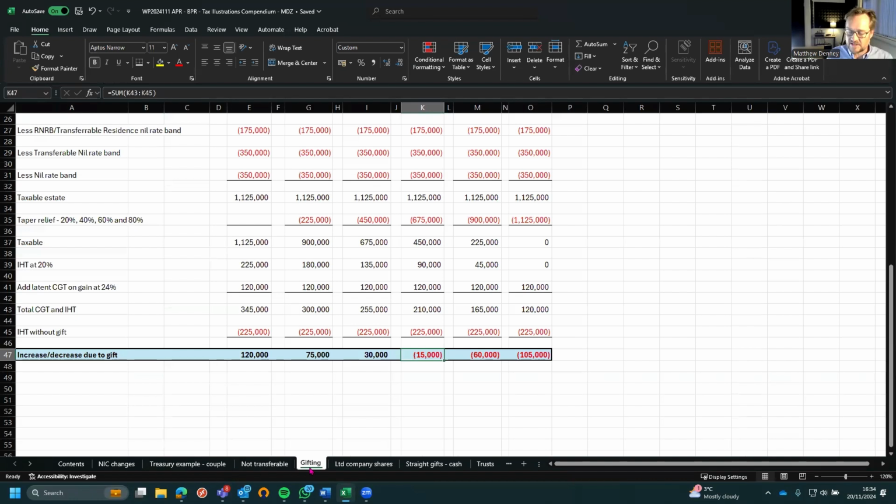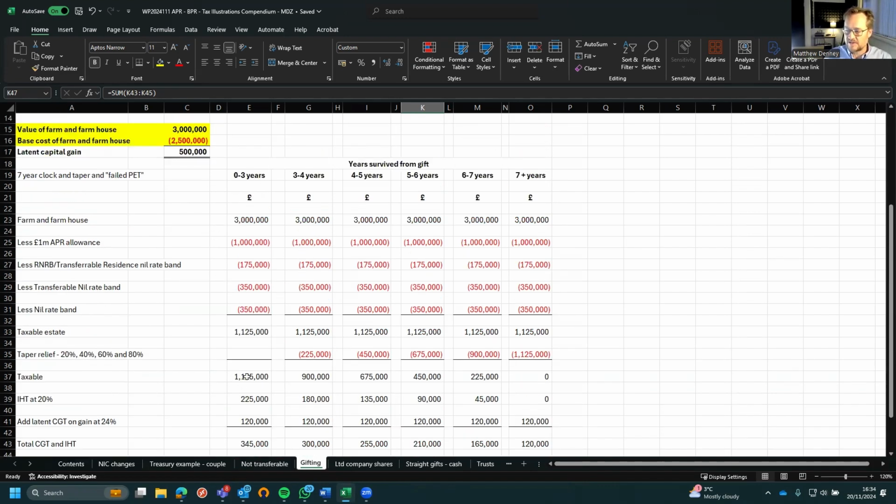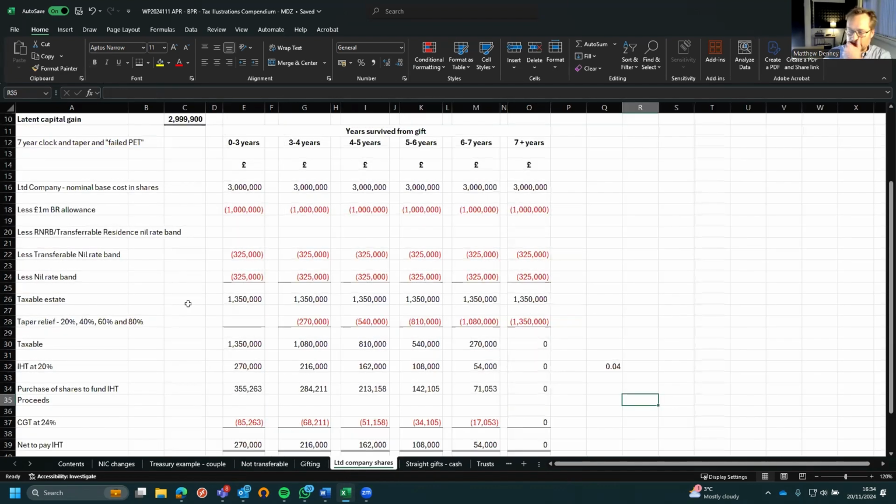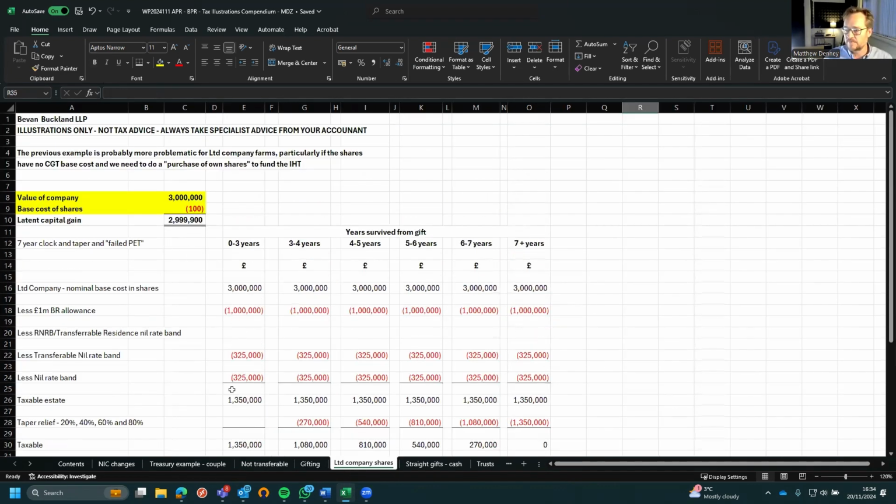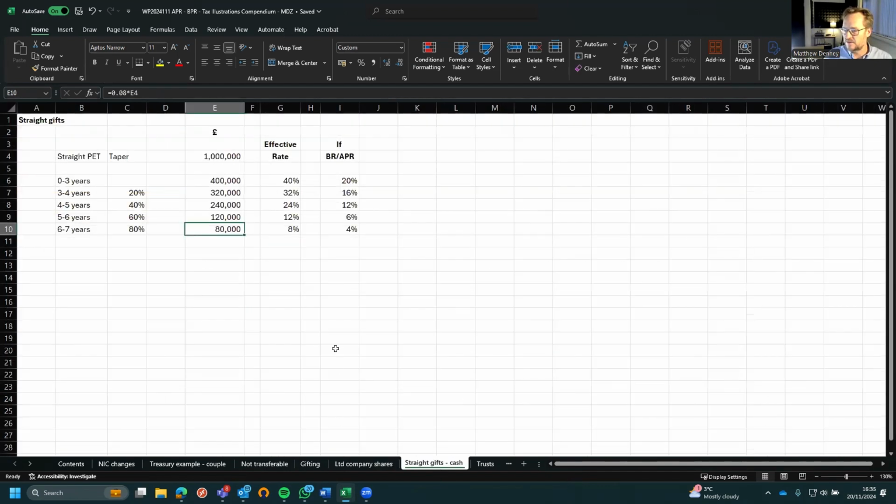We talked about gifting. That's great, but there is this taper and you can have this double tax, and it will depend on the base cost. I think it's going to be worse for limited companies because the base cost is likely to be significantly lower. And we've done a comparison so people can see the different effective rates.